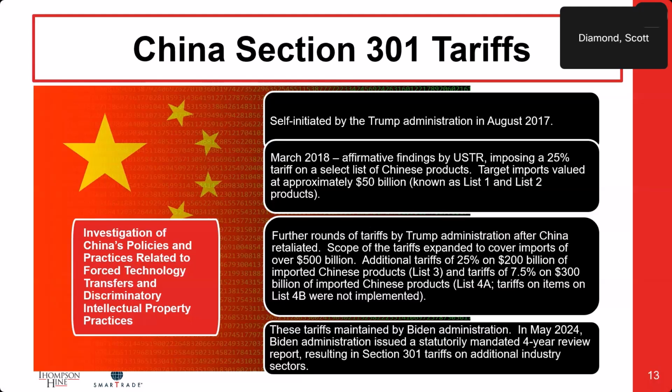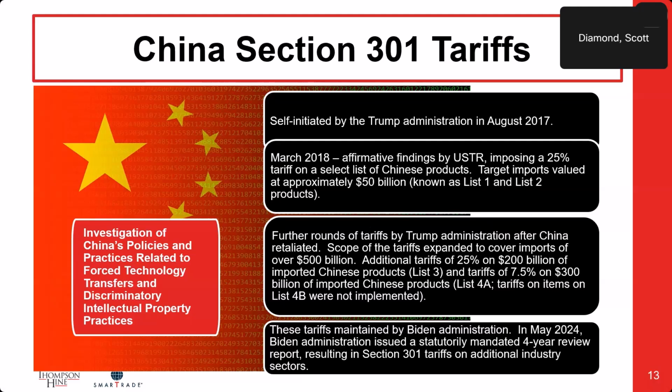Under mandatory statutory language, Section 301 requires a 4-year review that just concluded this past May. And not only were the existing duties kept in place, but the Biden administration implemented tariffs on additional industry sectors, including semiconductors, electric cars, certain batteries, solar cells, maritime cranes, and certain medical products. So obviously, at $500 billion worth of imports, this action has clearly impacted U.S. supply chains.